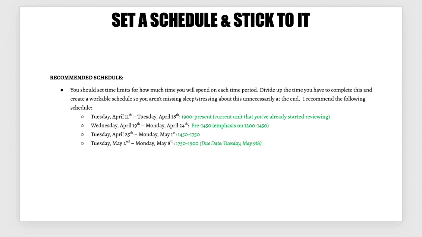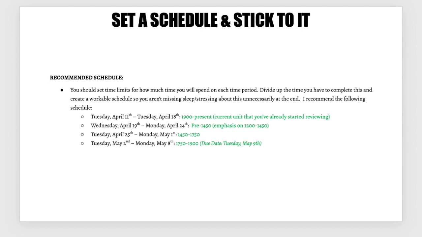Then the following week, I'd work on the period pre-1450. The following week after that, I'd work on 1450 to 1750. And in our final week, I'd work on the period 1750 to 1900. Ask yourself how much time is reasonable when you have a month to review this year's worth of content, and then make sure that your review fits within that time frame.